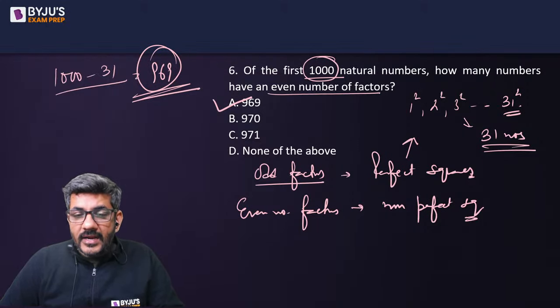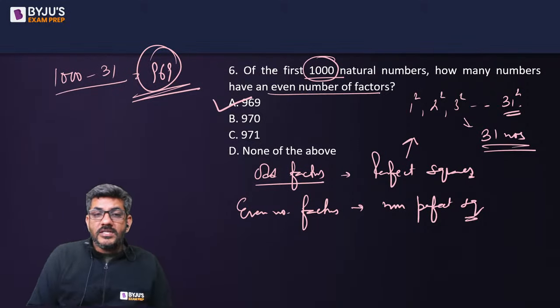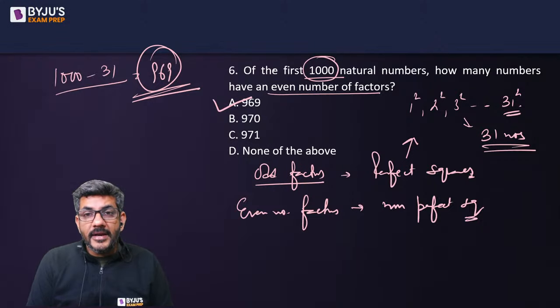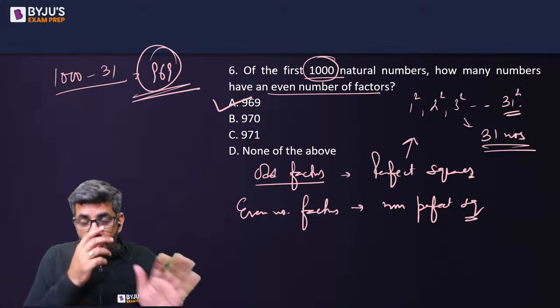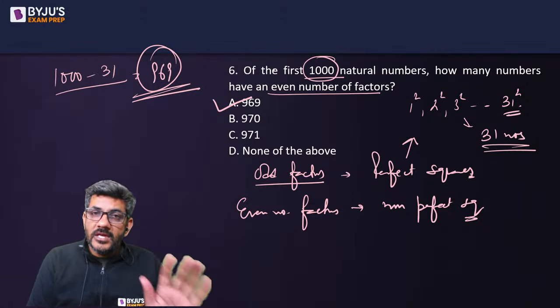Okay, I'll move ahead now. It's a simple question. I'm sure now it is understood. Just keep this rule in your mind. Perfect squares will always have odd number of factors. Non-perfect squares will always have even number of factors.